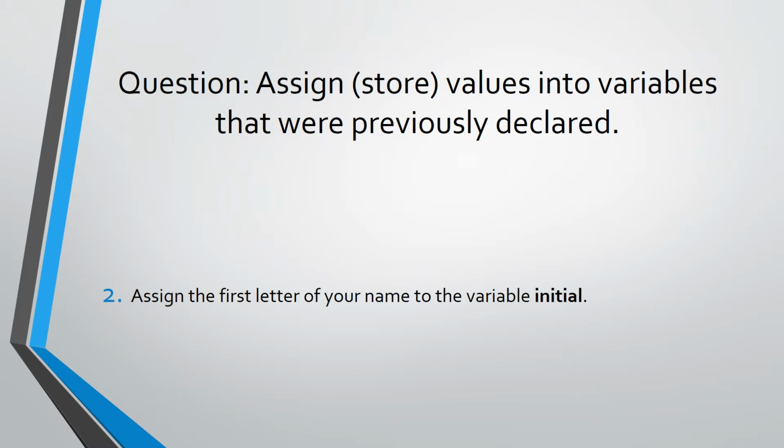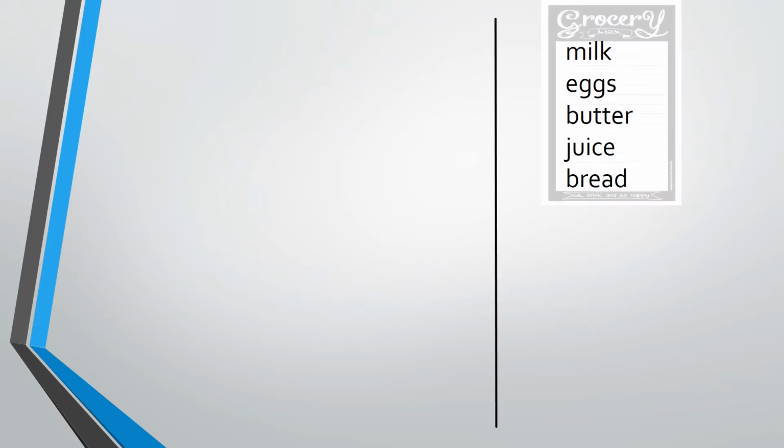Question: assign or store values into variables that were previously declared. So I gave them these two to do. They had to store -23 into num, and they had to assign the first letter of their name to the variable initial. I gave them a chance to do it, and I looked around to see what they did. And now I'm going to introduce to them the array, the list of items.